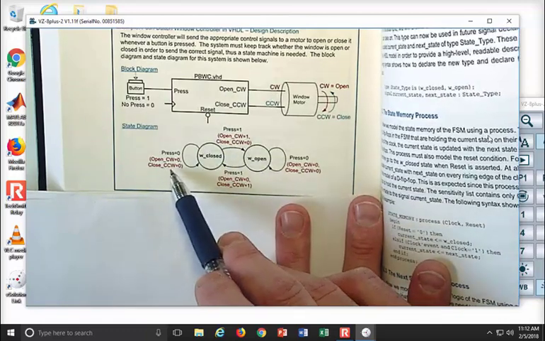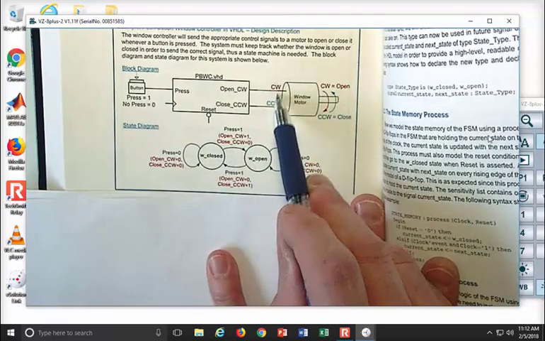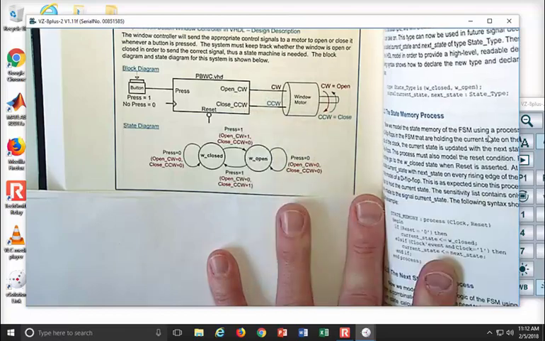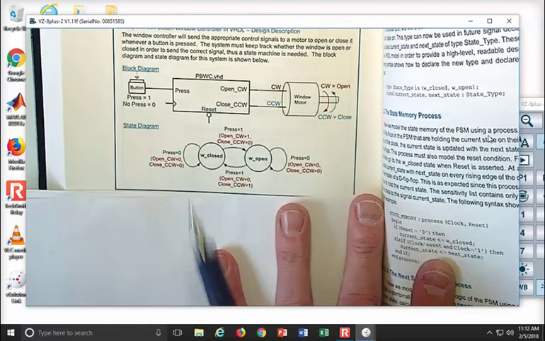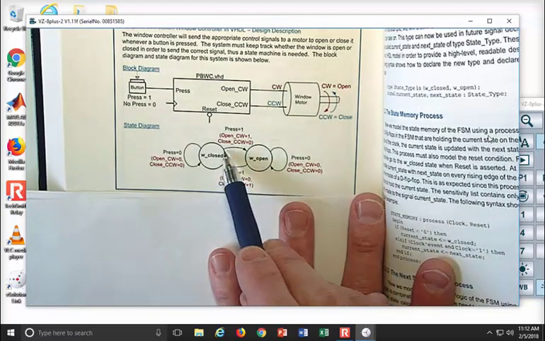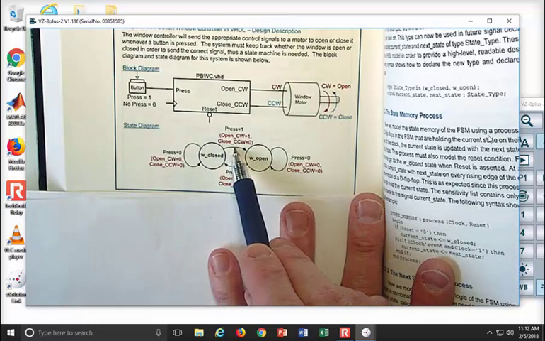So when we are sitting and waiting, we will take our 2 output signals, which I actually called open CW and closed CCW to make them more descriptive. Okay? They will both be 0 or unasserted. That means it's not going to mess with the window.